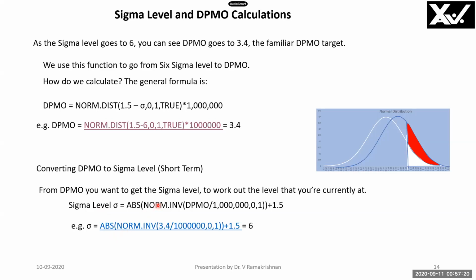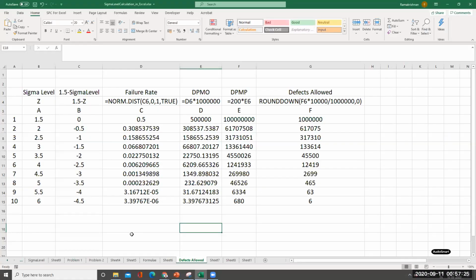What we will do is we'll just go and see that example. You'll see here, I put 1.5 sigma level, then the formula is NORM.DIST, C6. C6 is here, right? 0, comma 0, comma 1, true is given here. So I suppose I take 6, then 1.5 minus sigma level is minus 4.5. So I am substituting here.